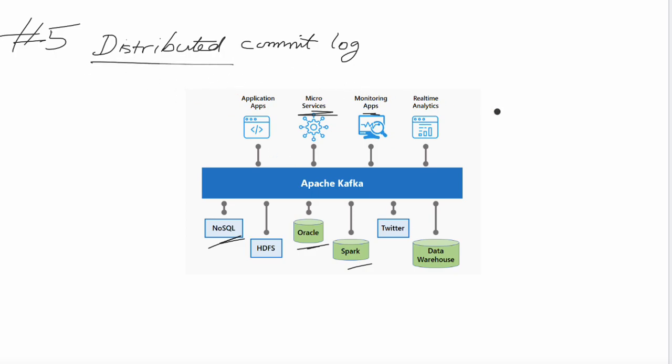distributed commit log. So that's number five, and that should cover the top five use cases with Apache Kafka and how Apache Kafka is used within an enterprise.